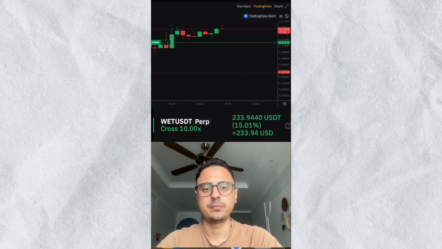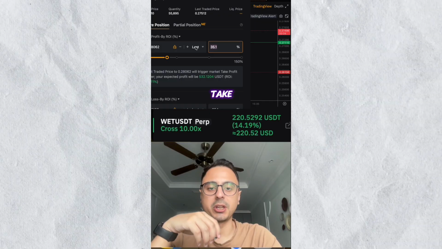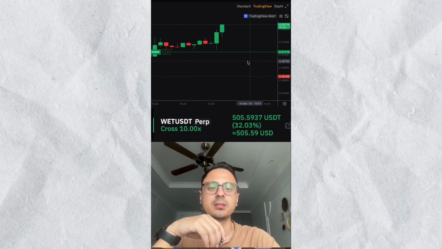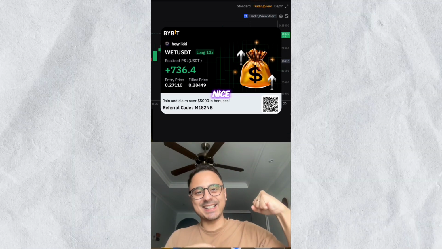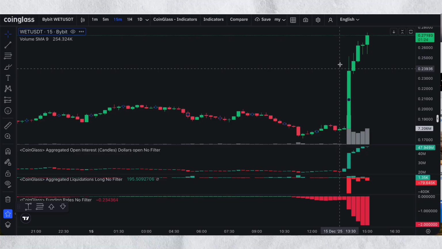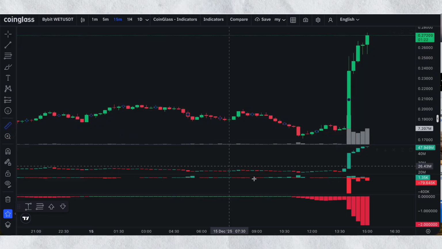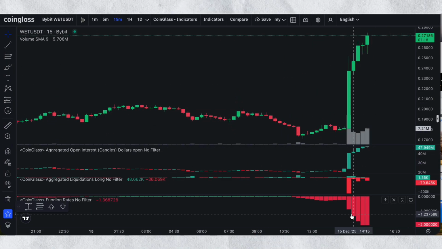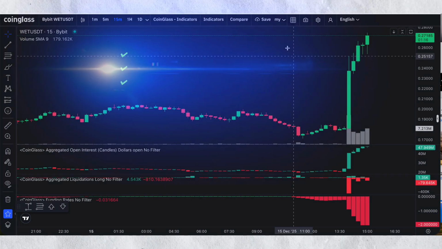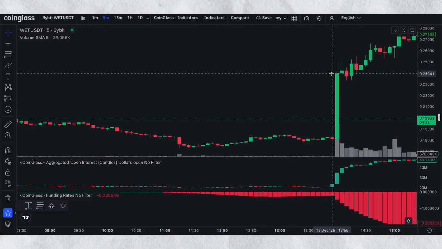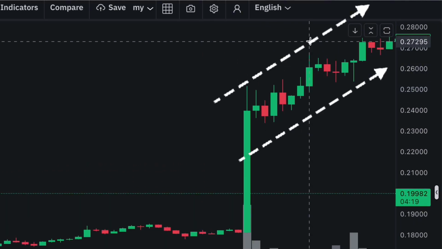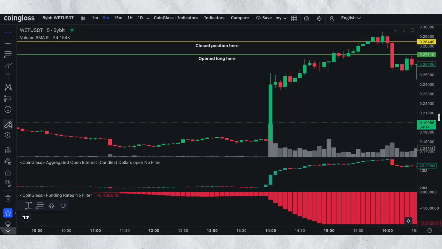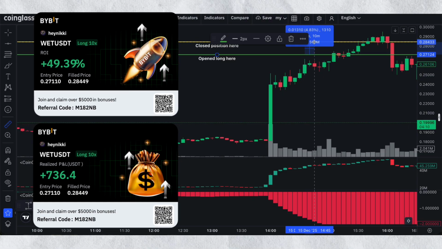I'm going to show you a trade where these 3 rules worked perfectly and it helped me make $736 in just 18 minutes. Yes! Nice! Woo! I traded futures on WET coin. Open interest increased by 99% and the volume spikes were higher than the previous ones. The funding rate was -2%. All 3 rules were met. On the 5-minute time frame there was a bullish structure with higher highs and higher lows forming. I opened a long position here and closed it for nearly a 50% profit using 10x leverage.